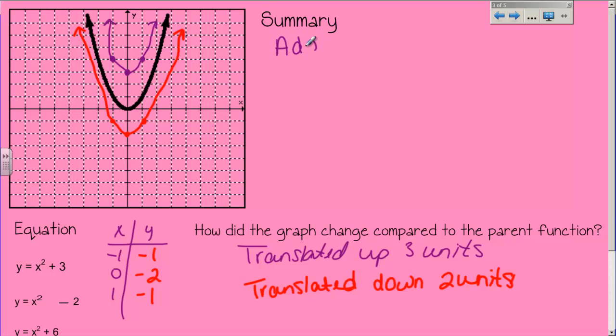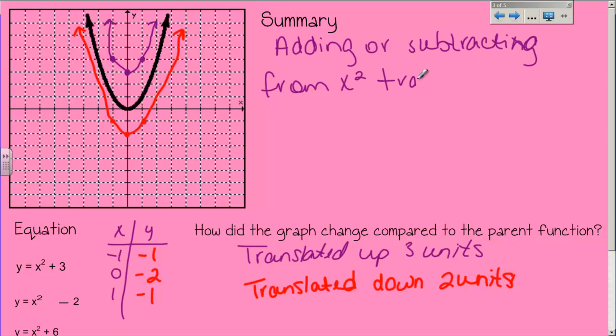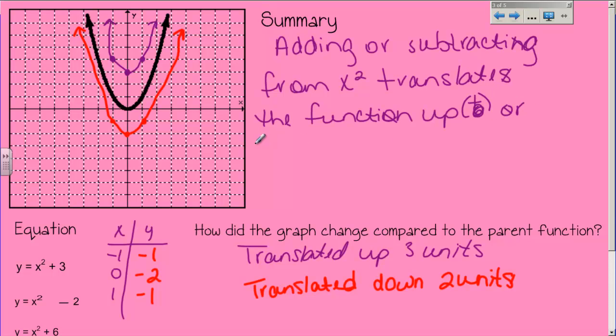So, adding or subtracting from x squared translates the function up if you're adding, or down if you are subtracting that number of units.